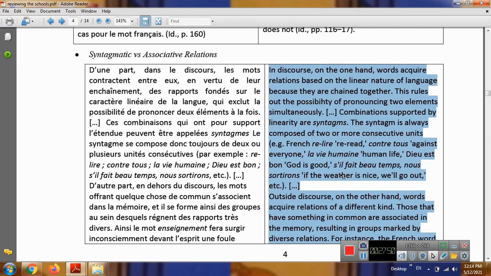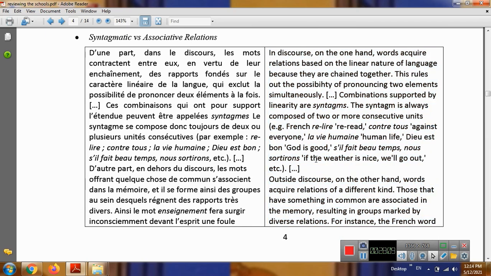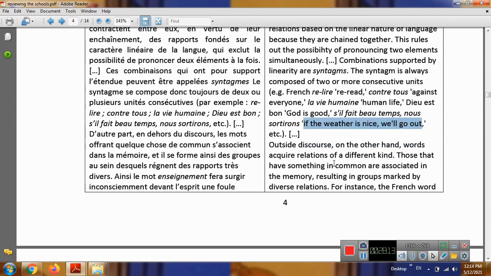For example, re-read, human life, God is good, if the weather is nice, we'll go out. The relation between these words is syntagmatic.